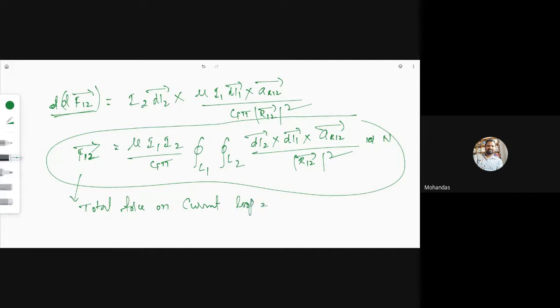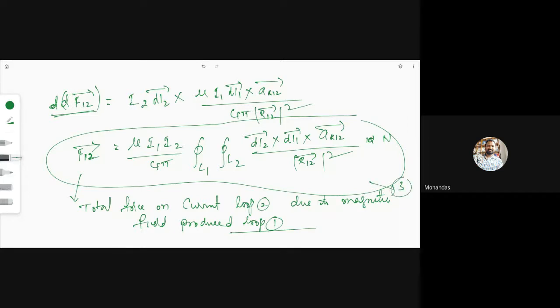Current loop 2 due to magnetic field produced by which loop? Loop 1. Okay? So this is equation 3.